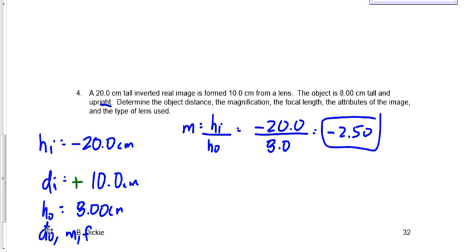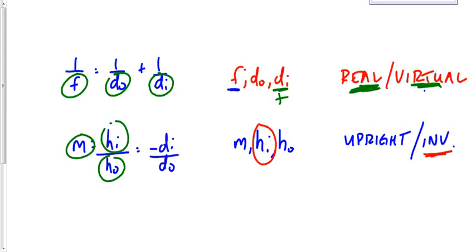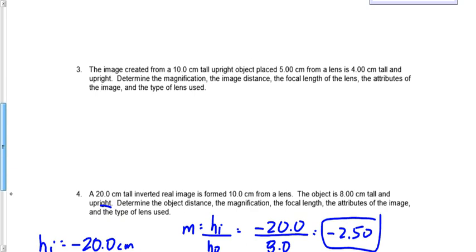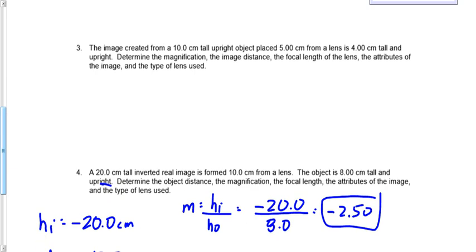That should tell us that we have an image that is what? Remember, M, HI, and HO signs go with upright or inverted. A negative magnification tells me that it's inverted. The image is going to be flipped over upside down, like the image on the retina of your eye is flipped over upside down, right? Take biology class. The images that we see, we see as right side up, but that's our brain that makes it right side up. The actual image on our retina is upside down or inverted.